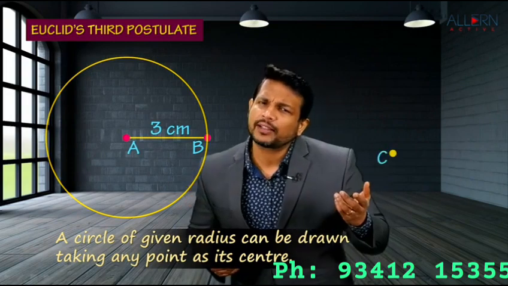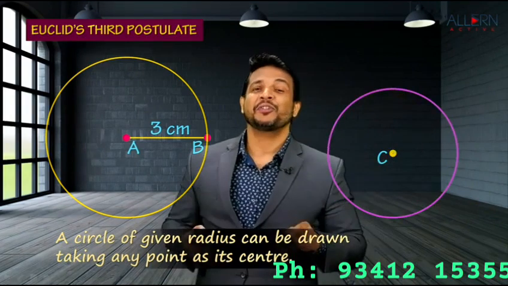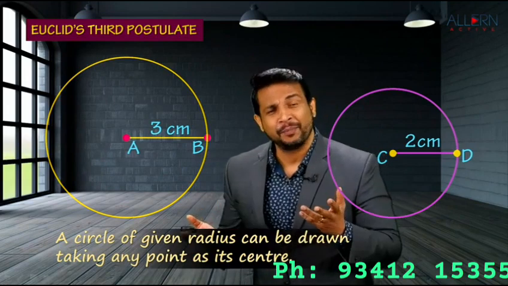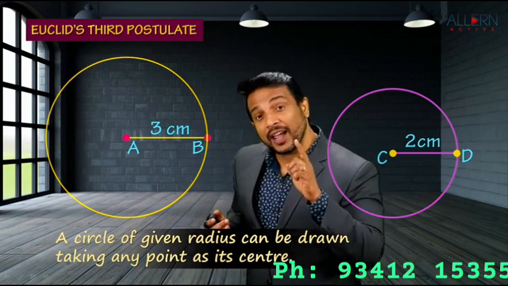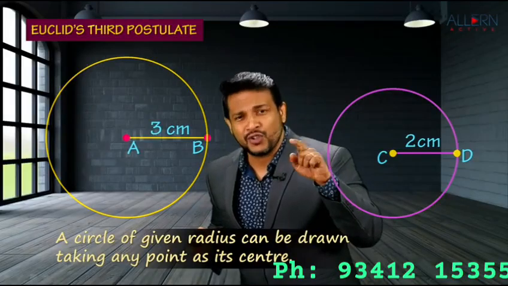Let's say we draw another circle with C as the center, and here I have taken the radius to be 2 centimeter. Isn't that easy? This is something which we know, very simple. That's why these are statements which don't require any proof. That is why it is called a postulate, but because it deals with geometry, right? Beautiful. Let's look at the other one.